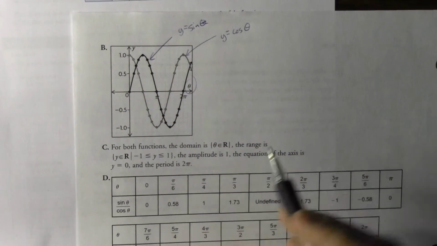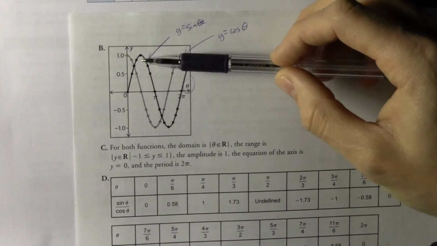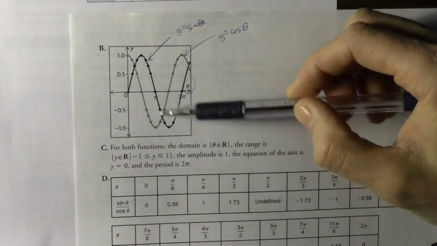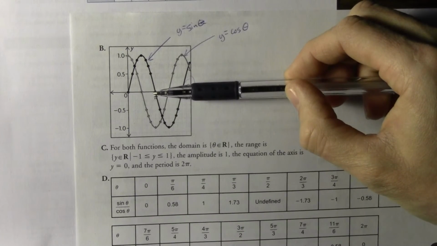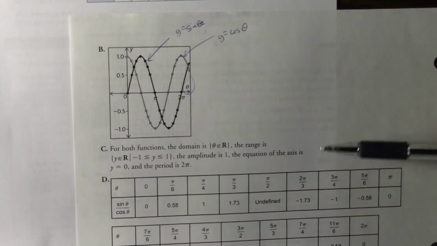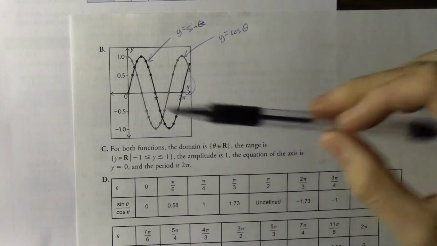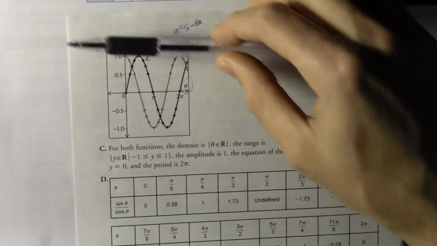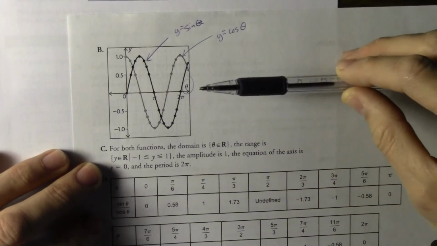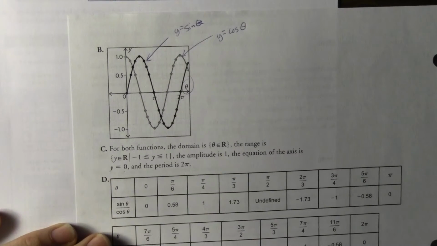The amplitude is 1. Remember, the amplitude is the distance from the center of the graph to the top, or the max minus the min divided by 2. That's our amplitude, so 1. From 0 to the top, that's 1. The equation of the axis is y equals 0. That's the y value of the center of the function. If we translate, that axis will move up and down in the middle of the function. In this case, it cuts right through the middle on the x-axis, so the equation of the axis is y equals 0. Any questions about any of those?